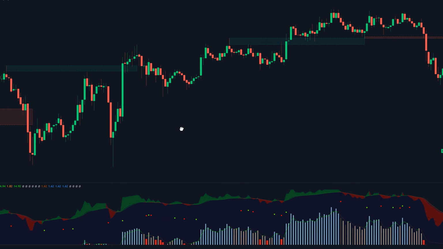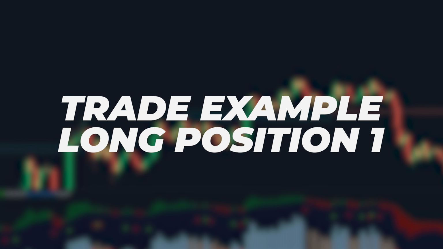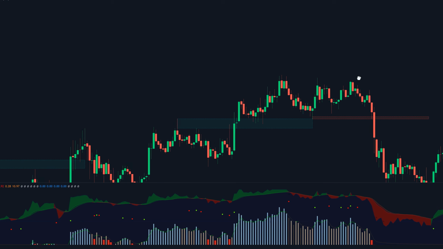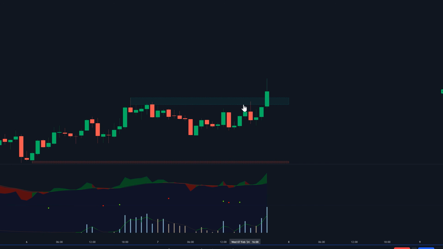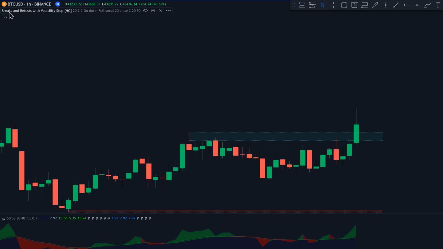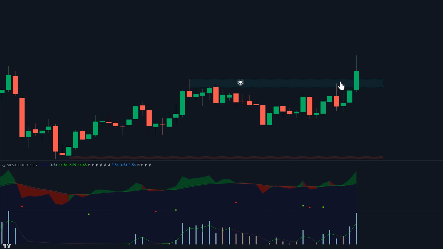Now, the conditions for taking a long position are as follows. First, you want the market to establish a resistance level. To identify a resistance level, you're going to be using the breaks and retests indicator by Getty. A green horizontal level like this represents a resistance level.